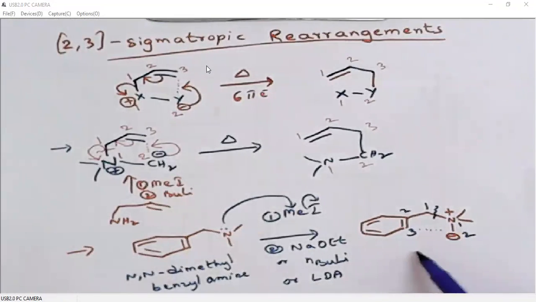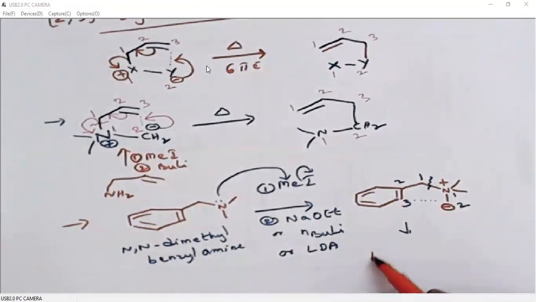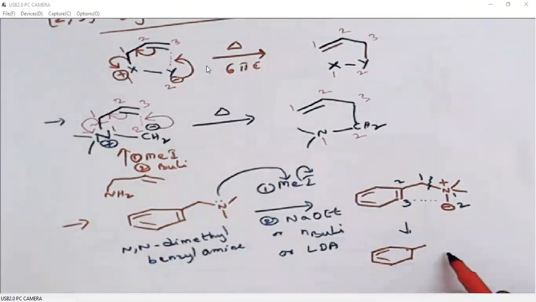So what is the product here? The product here is a rearranged benzylamine again. Okay, I'll write the product. I hope you have taken the first example. Right. Nitrogen, we have 2 methyl groups, negative charge.